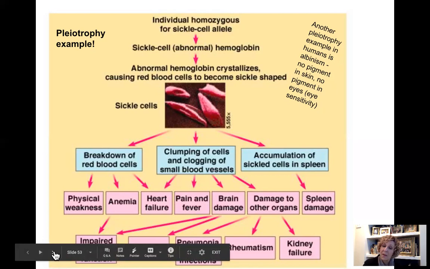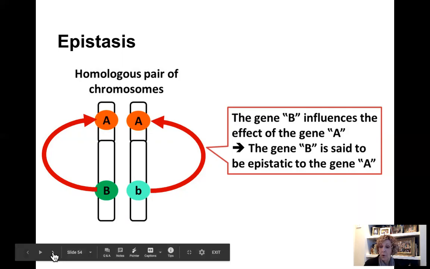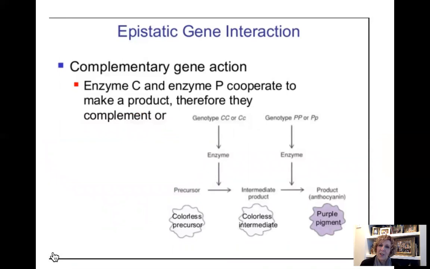Another vocabulary term we need to know in genetics is epistasis. Epi means above. We're going to learn a lot more about this, but sometimes one gene can influence the effect of another gene. Here in this diagram, we say that gene B is epistatic to gene A. In other words, it's going to affect the expression of whatever gene A codes for. In epistatic gene interaction, we can see this a lot with pigment. That's a good hip pocket example.